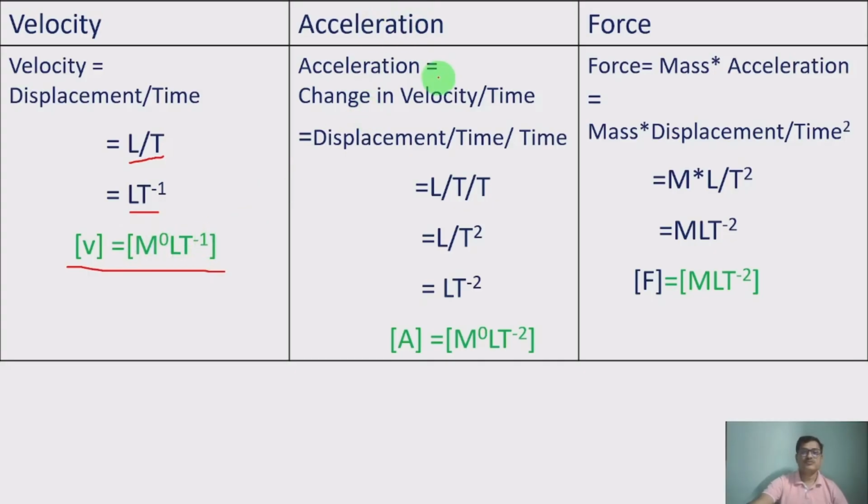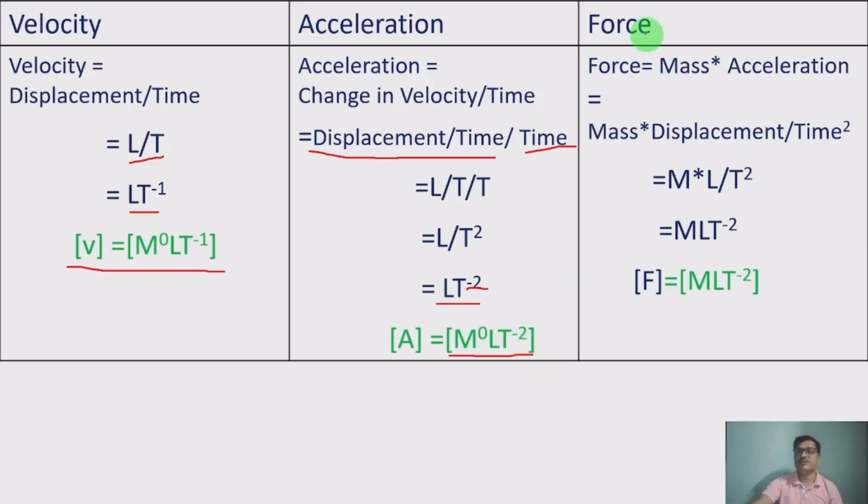Second one, acceleration, equal to change in velocity per time. Change in velocity is also represented as a displacement per time, and per time we are going to take, that is L by T squared, and this can be written as L T raised to minus 2. The dimensional equation is, the acceleration A is written as the dimensions of the acceleration, represented in square bracket M to the power 0, L to the power 1, T to the power minus 2.